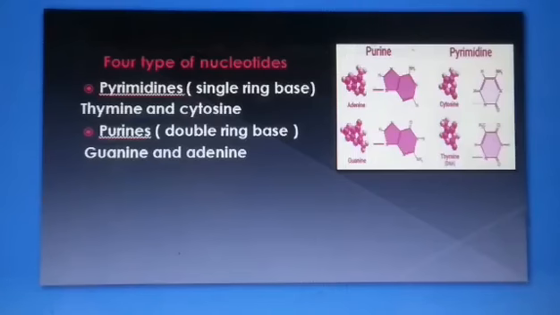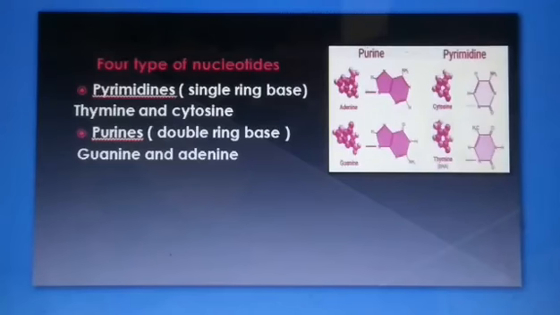As you can see here, these 4 nucleotides are arranged into 2 groups. The first group is known as the pyrimidines, and they contain the nitrogenous bases thymine and cytosine, which are both single ring bases. The second group is known as the purines, and they contain the nitrogenous bases guanine and adenine, which are both double ring bases.